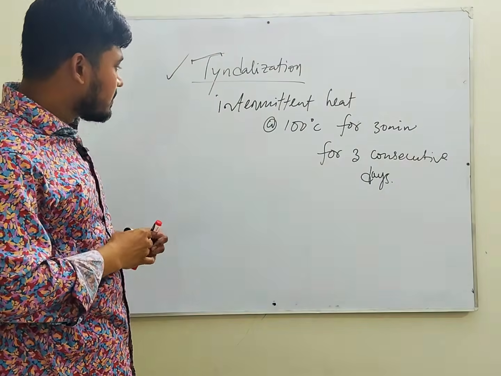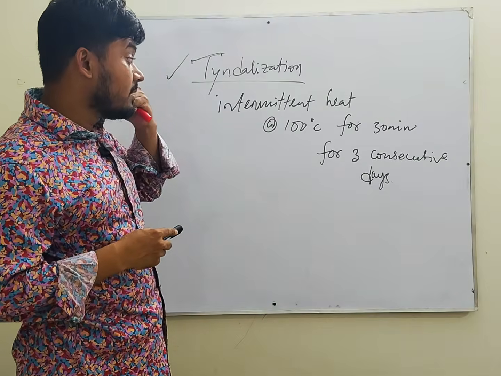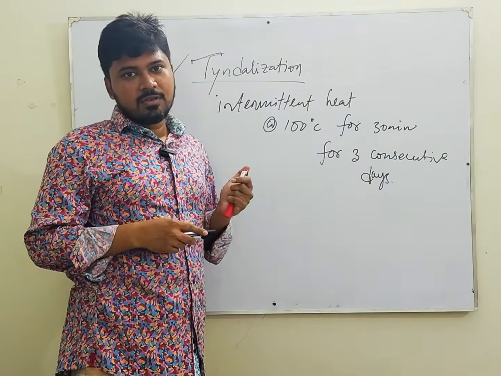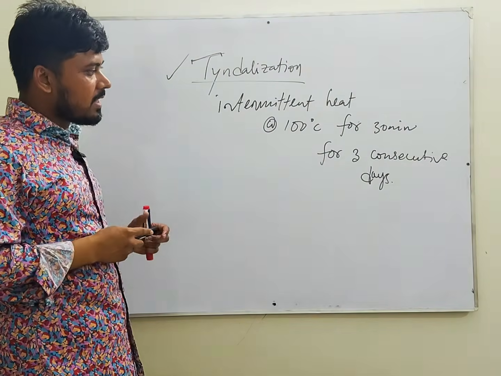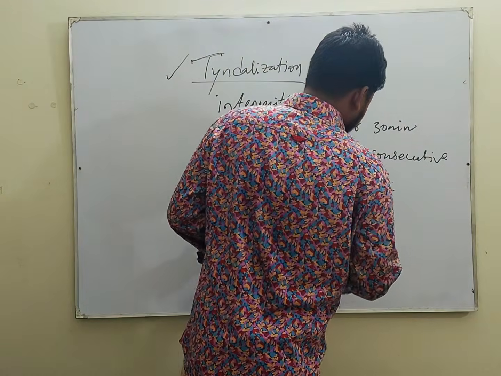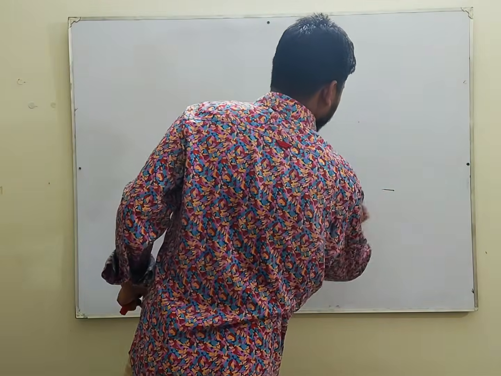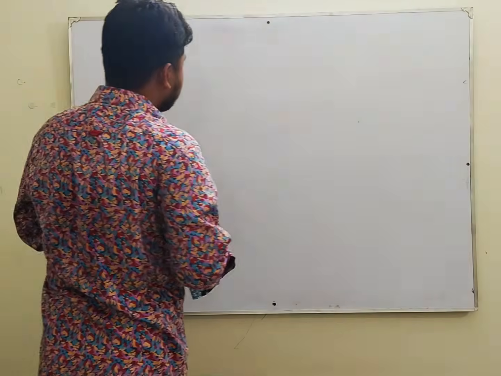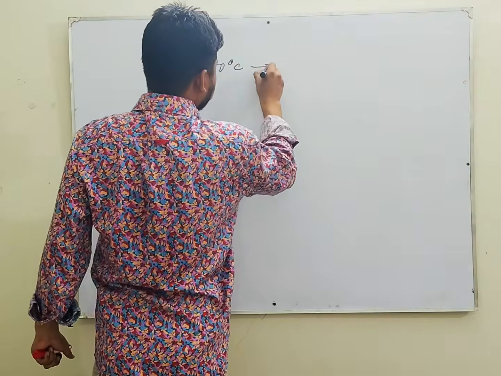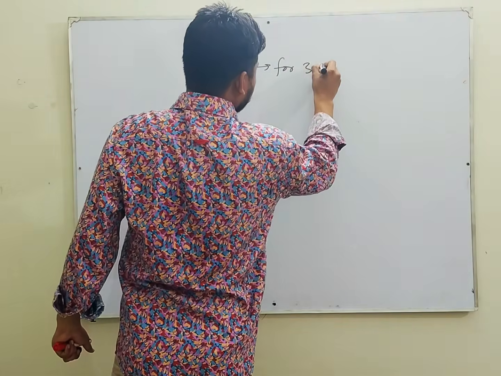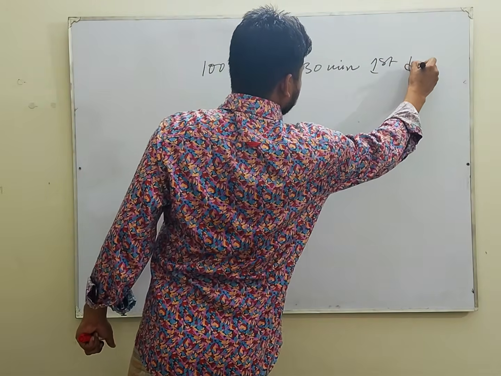Tindalization is a process of sterilization using intermittent heat at 100 degrees centigrade for 30 minutes for 3 consecutive days. That means Tindalization is a time consuming procedure and it requires 3 days. First, the materials are heated at 100 degree centigrade temperature for 30 minutes on first day.